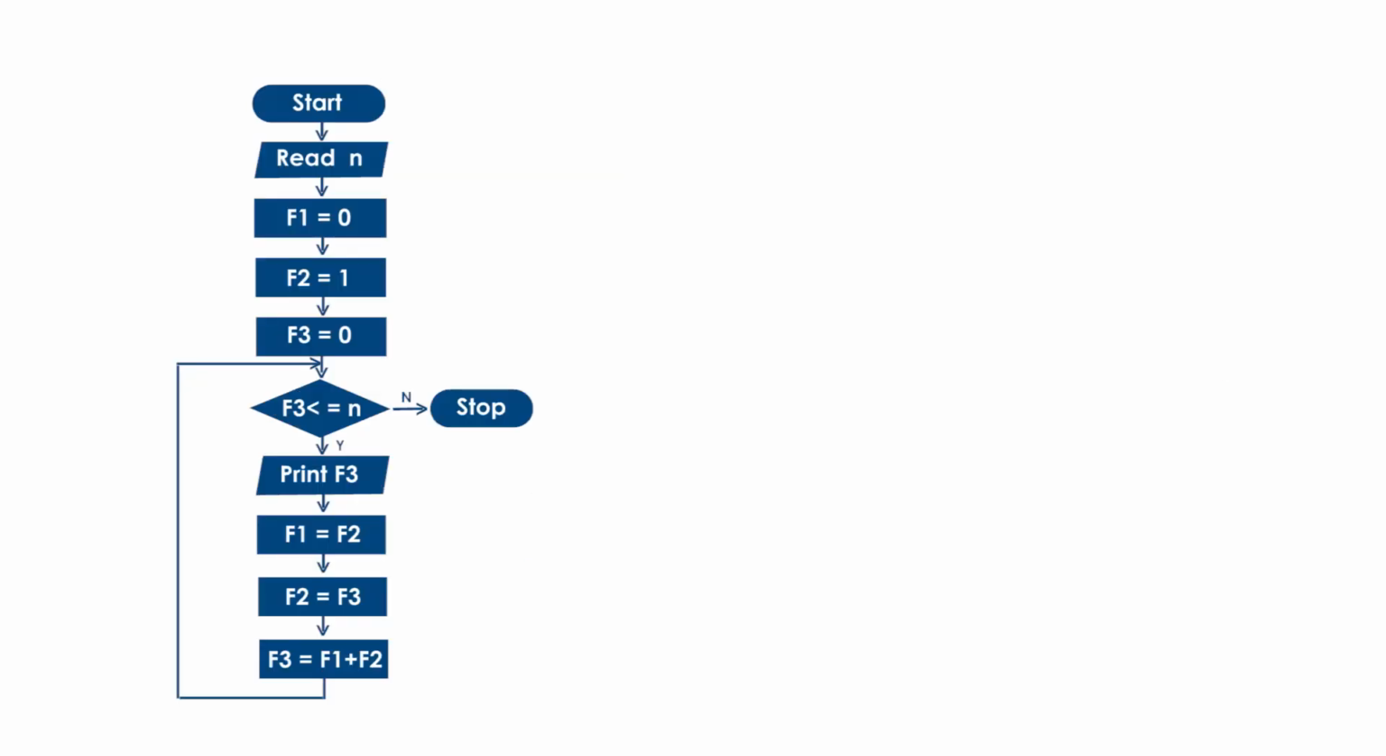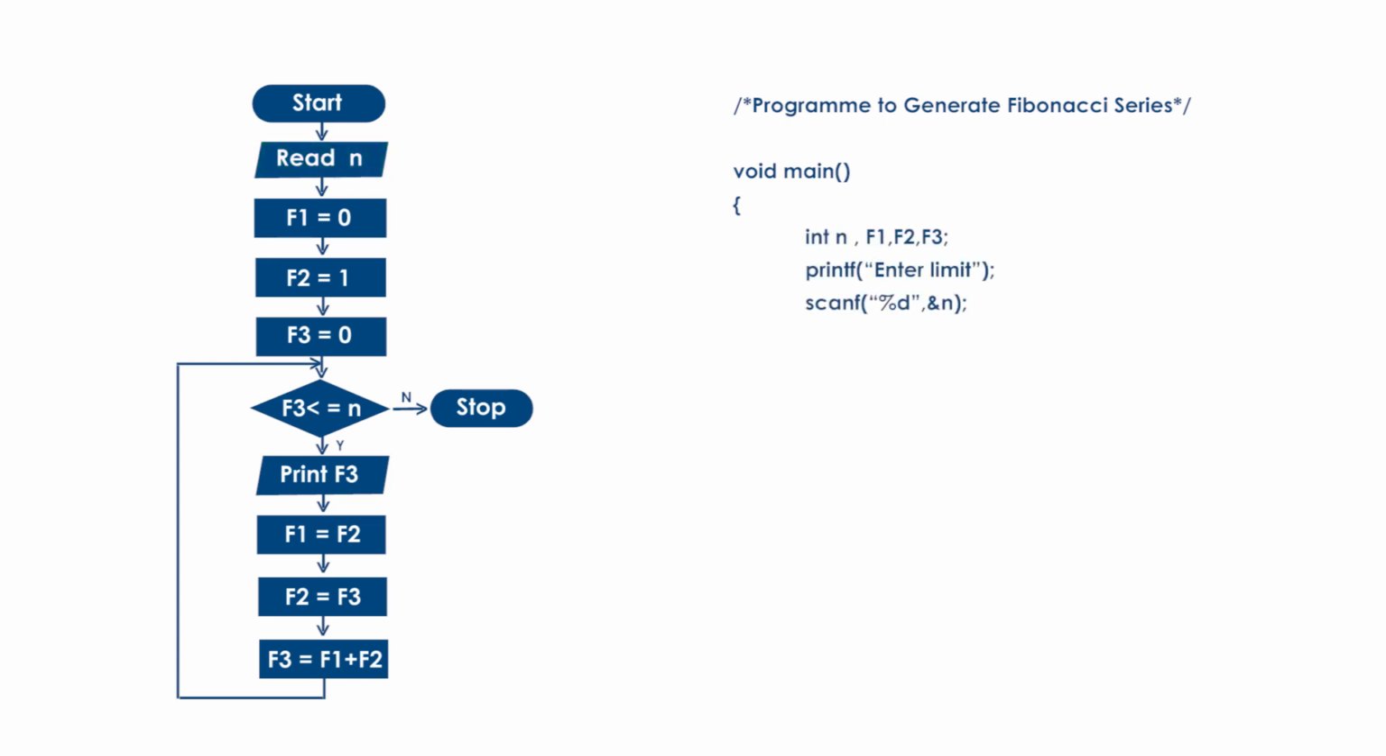Now, let us translate this flowchart to C code. C program starts with the function main. Void main, then put open curly braces. First step is read the limit n. Before reading the value, we have to declare a variable to store the value. So I give int n. We require three more variables. So I give int n, f1, f2, f3.